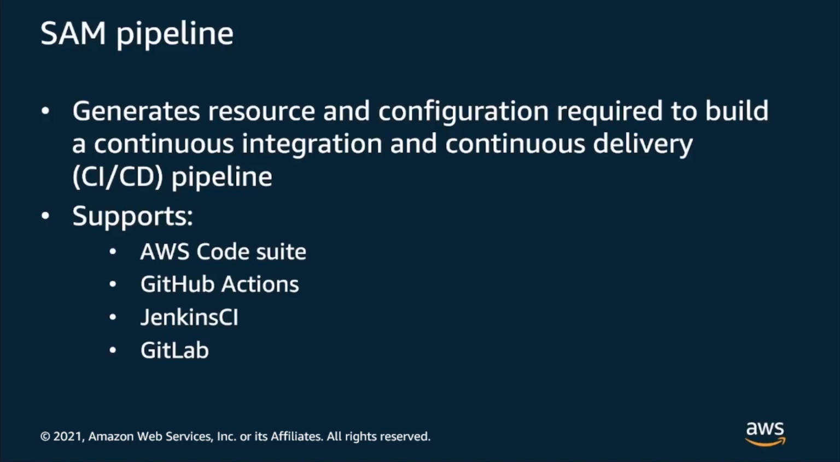Well, we've got you. We're going to help you out here. We've just come out with a new feature this summer called SAM Pipelines. SAM Pipelines generates resources and configurations to build a CI/CD for you. And it supports the AWS Code Suite, which is Code Pipeline, Code Build, and so on, GitHub Actions, Jenkins CI, and GitLab for now. We're adding more all the time.